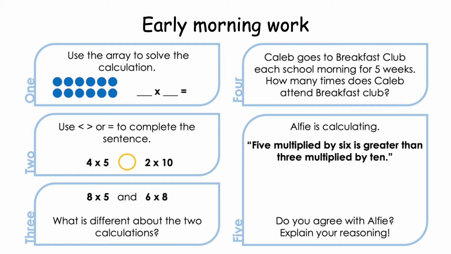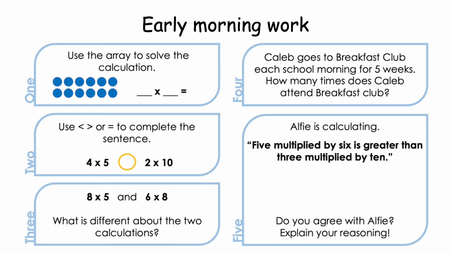Okay then, let's go through the answers. Number 1, use the array to solve the calculation. There are 2 rows and there are 6 along. So it's 2 times 6, or 2 multiplied by 6, and the answer is 12. Number 2, you have to use the less than, greater than or equals to complete the sentence. Well, I know that 4 multiplied by 5, 4 5s are 20, and 2 times 10 is 20, so I would use the equals sign.